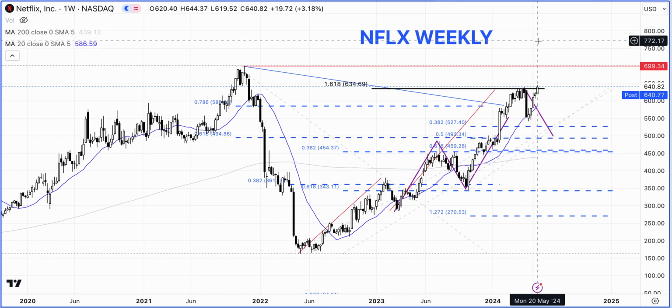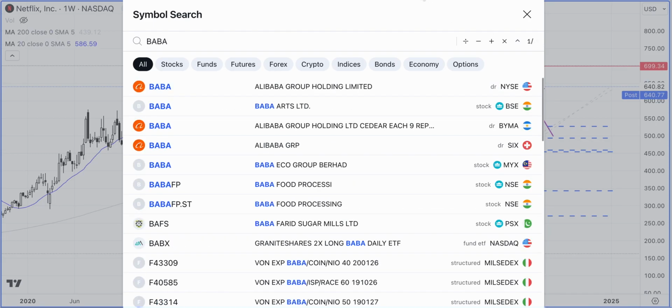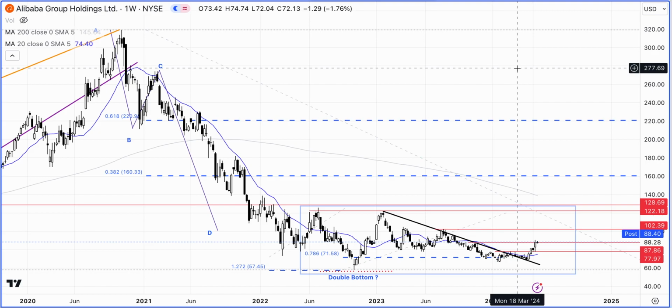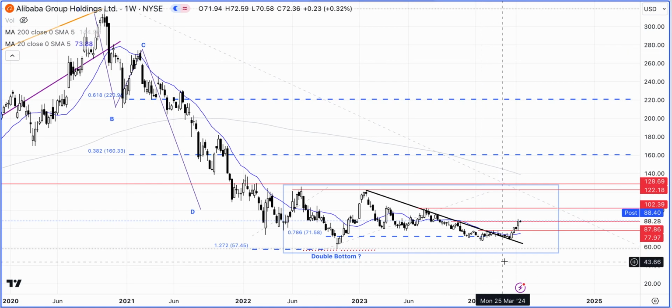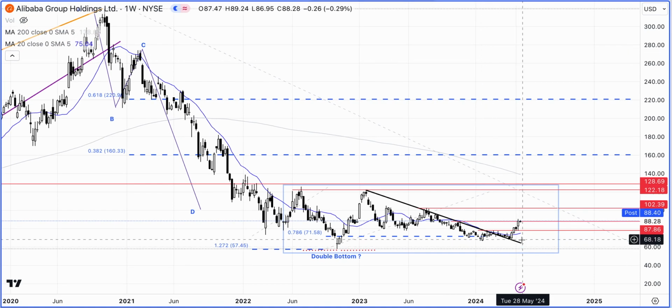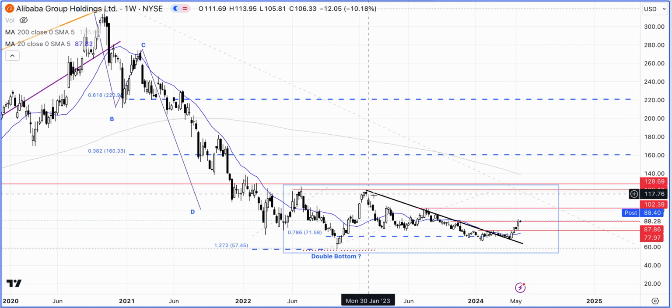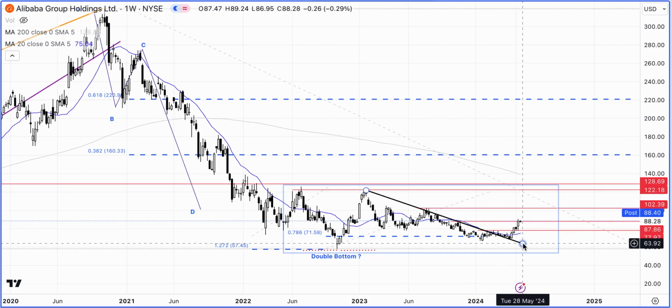Okay, and then let's take a look at Baba. This is the Alibaba stock. I did a video about this on the 4th of May, so it's a couple of weeks old now. And the price has actually risen since we did the video about it. One thing about this stock is, just look at this trend line here. It has broken above this.